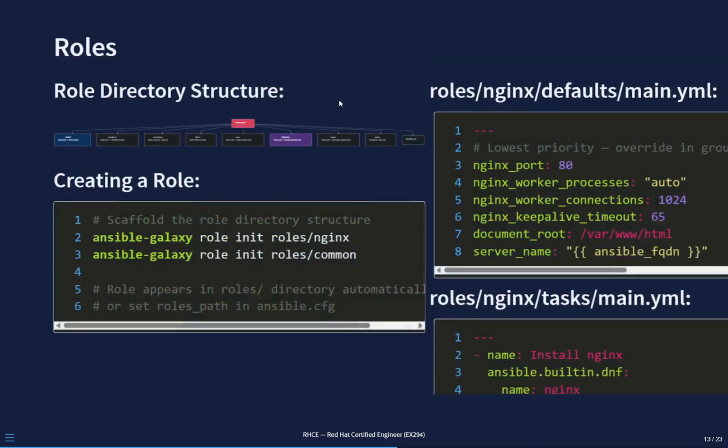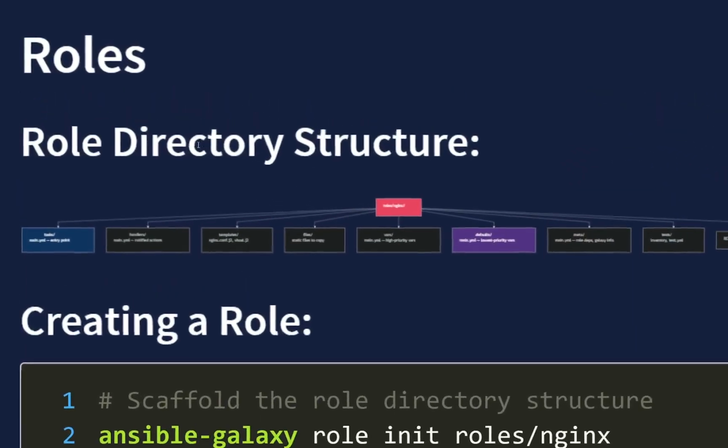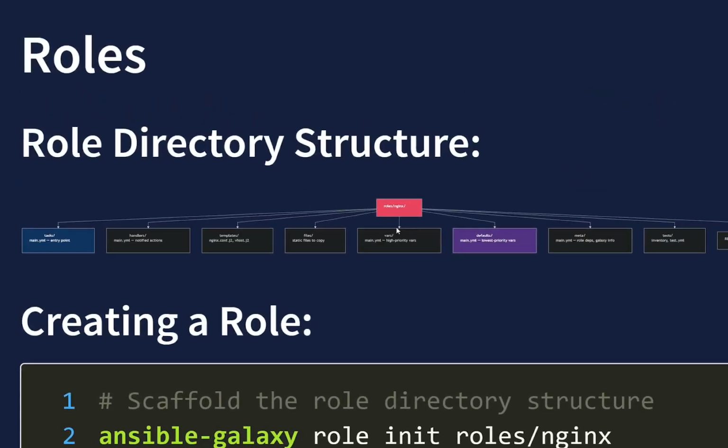Next, roles are the primary way to organize and reuse Ansible automation. Every significant piece of configuration, Nginx, a LAMP stack, user management, hardening, should be a role. Look at the directory structure diagram. The roles/nginx/ directory contains 8 subdirectories. tasks/main.yml is the entry point. This is what Ansible executes when the role is included.